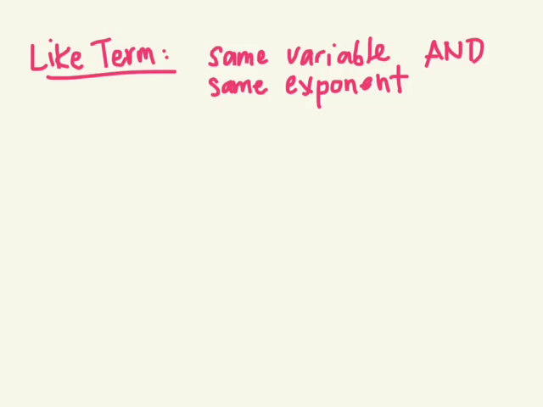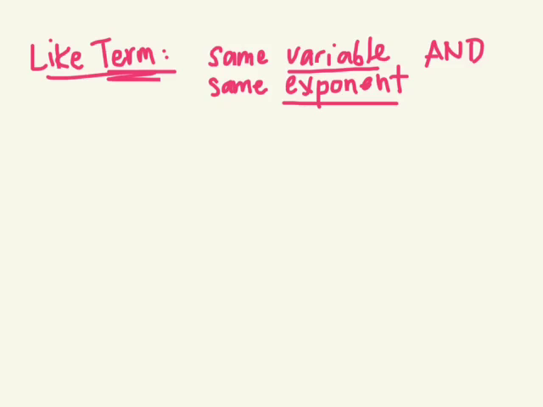Okay, a like term must have the same variable and the same exponent. So we have to understand what the word term means. In math, it's when it's separated by adding or subtraction.